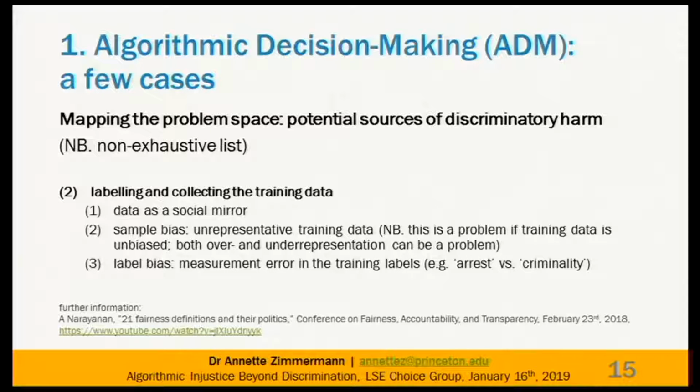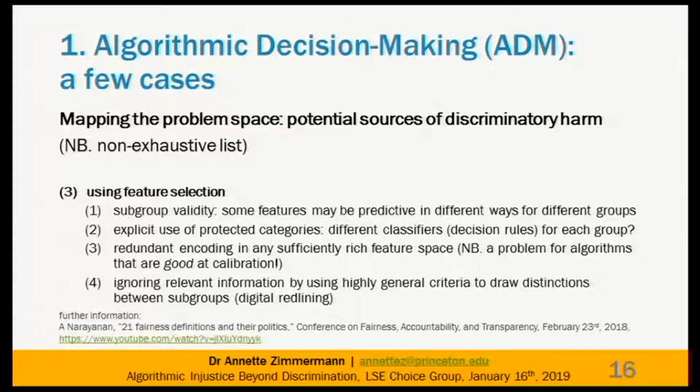The third one is label bias, so that's just a measurement error. So recall the criminal justice case that we talked about before, the predictive policing case. Again, if I try to measure criminality via arrests, that might create label bias, but there's many other cases where that's true.